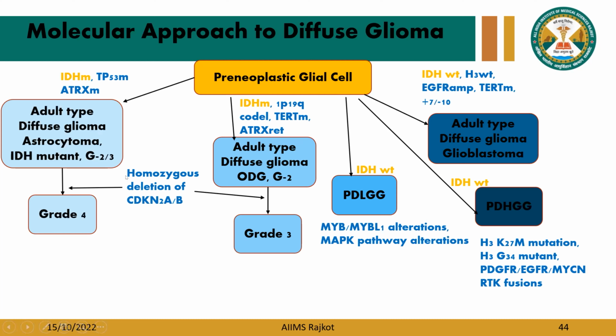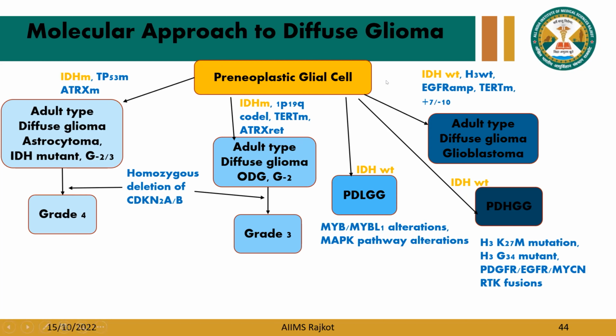So this is the molecular approach to diffuse glioma. If glial cells are showing IDH mutation with ATRX mutation, then it is IDH mutant glioma grade 2 and 3. And if it is accompanied by deletion of CDKN2A or B, then it is grade 4. If there is an IDH mutation with 1p/19q co-deletion, then it is oligodendroglioma.